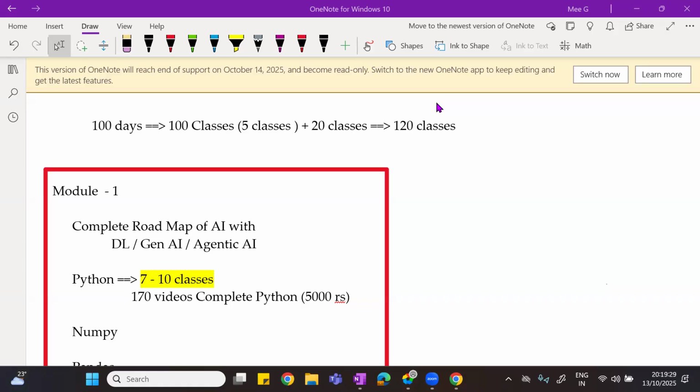Srinivas, daily timing is 7:15 to 8:30 or 8:45, something like that, 1.5 hours. Total duration will be 120 classes, with 5 classes per week officially. And maybe I may call you over the weekends.